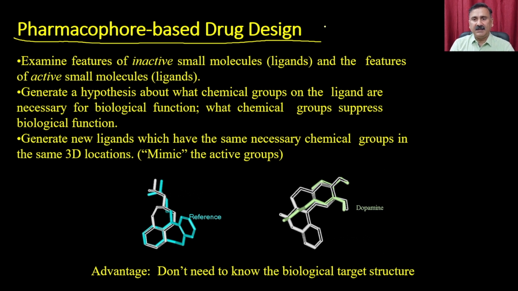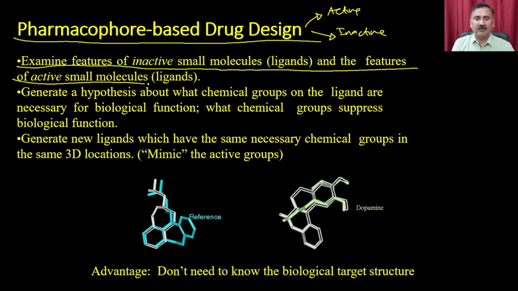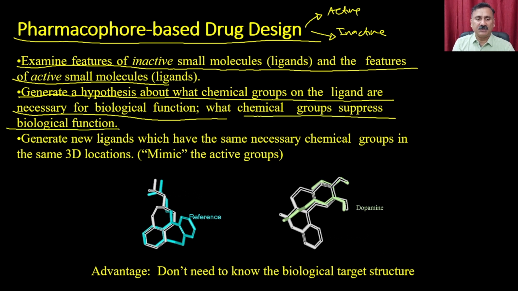In this case, you have to take two different types of molecules, one which is active and one which is inactive. You examine the features of the inactive molecules as well as the features of the active molecule. For example, you have a reference molecule and the actual molecules. Then you generate a hypothesis about what chemical groups on the ligands are necessary for the biological function, what chemical group suppresses the biological function, and so on.